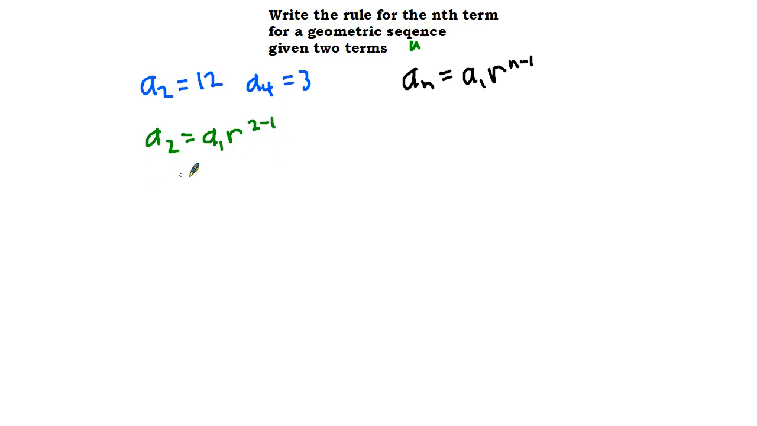So by the way, we know a sub 2 is 12. So I'm going to write 12 equals a sub 1 times r to the 2 minus 1, which is simply 1, which I don't need to write. So 12 equals a sub 1 times r. Now, let's try this other guy, a sub 4. It'll be a sub 4 equals a sub 1 times r to the n minus 1. A sub 4, the n will be 4, so 4 minus 1. And then a sub 4 we know is 3, so we'll rewrite this as 3 equals a sub 1 times r to the third power.